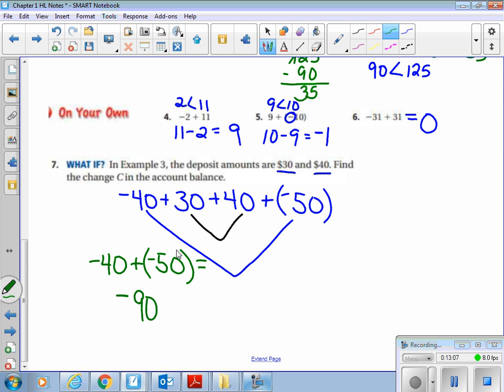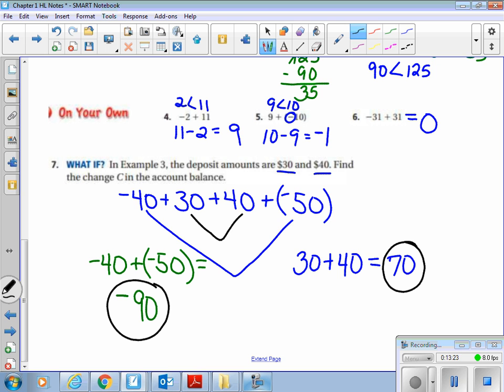And then my positive guys, I've got 30 plus 40. Same sign, add them and keep the sign. That gives me a positive 70. And now I have to combine those two. So we're looking at negative 90 plus 70. And when I go to do negative 90 plus 70, since my signs are different, I'm really subtracting. 90 minus 70 is 20.